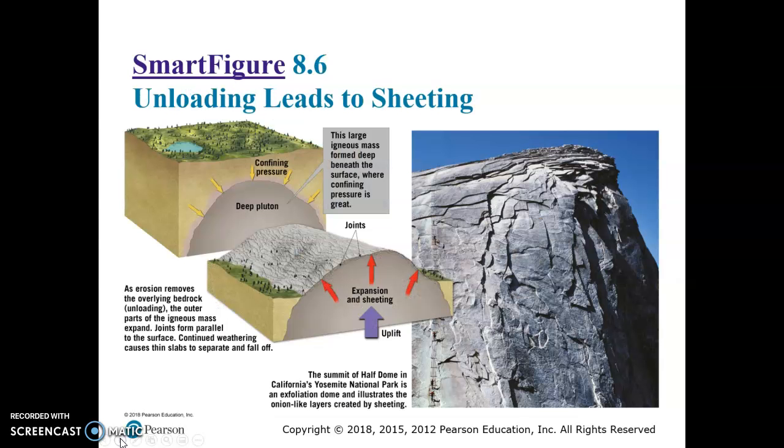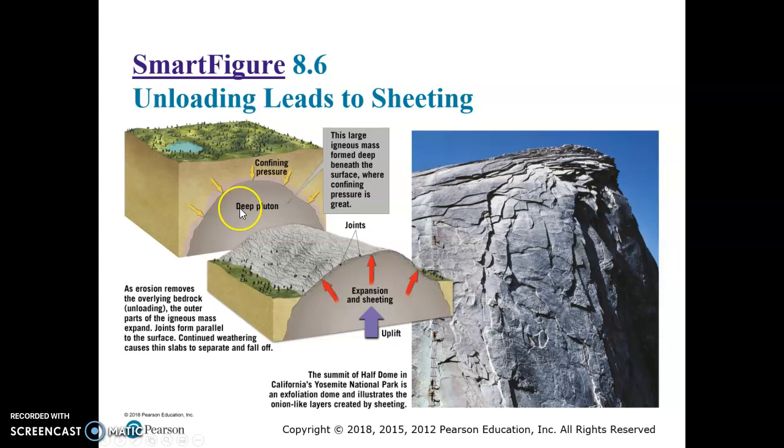We also have sheeting, and so this is an example of sheeting. This is at Half Dome within Yosemite National Park. And sheeting kind of leads to what they refer to as these onion-like layers. What happens is you get these plutons. And we talked a little bit about these when we were talking about volcanic activity. But this is a large mass of igneous rock.